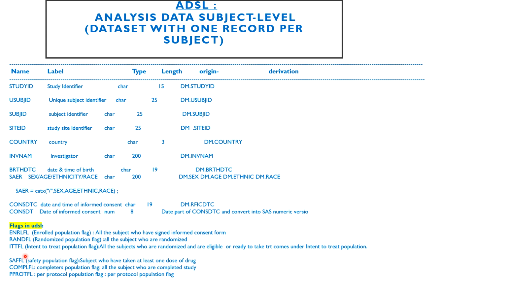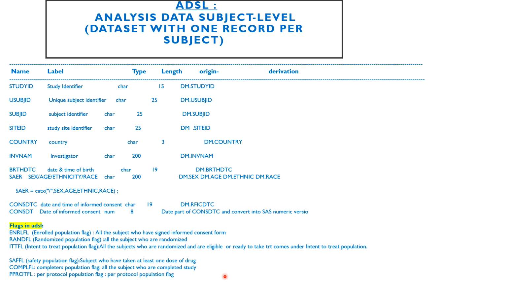Okay. Intent to treat flag: all the subjects who are randomized and eligible, ready to take treatment. All that data will be under the ITT FL flag. Safety population flag: subjects who have taken at least one dose of the drug, for that the safety population flag will be Y. Completion population flag.